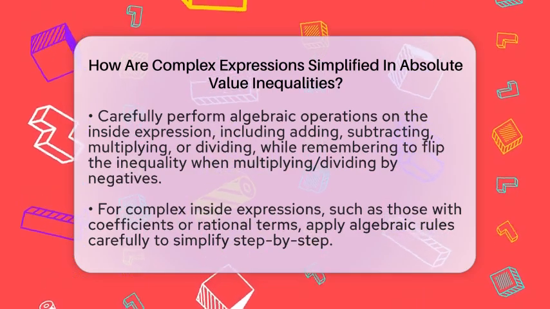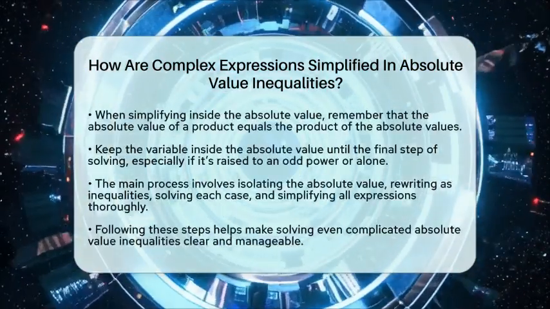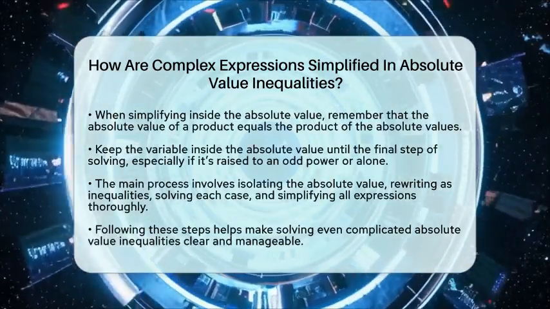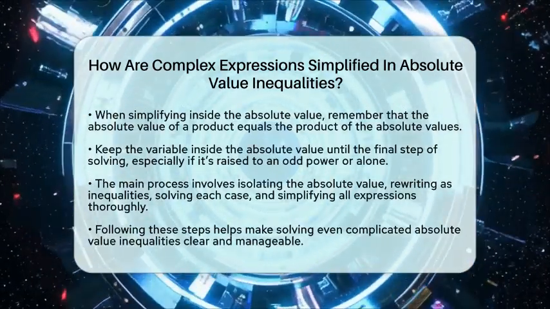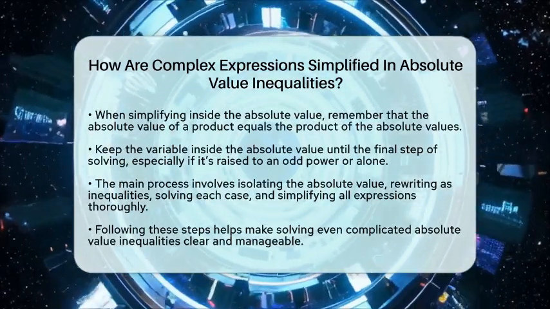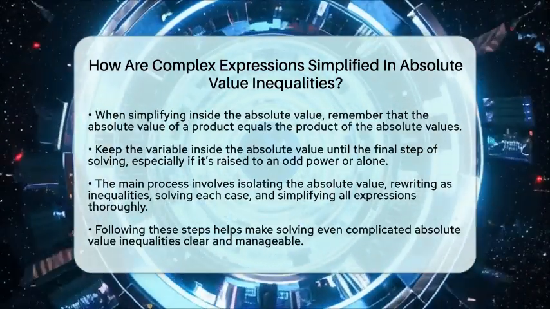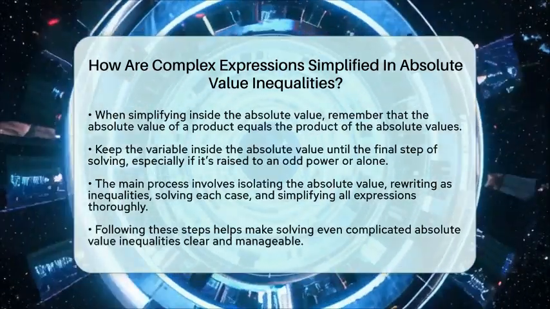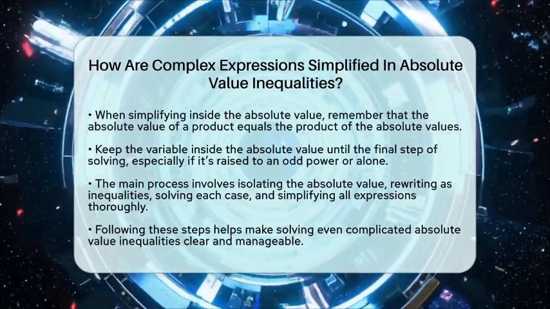When simplifying inside the absolute value, remember that the absolute value of a product equals the product of the absolute values. So, |4x| equals 4 times |x|. Keep in mind that if the variable is inside the absolute value with an odd exponent or alone, it stays inside until you solve for it.